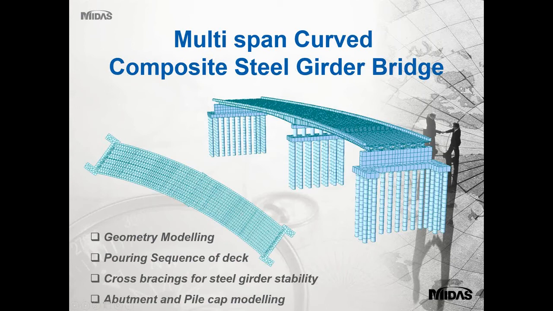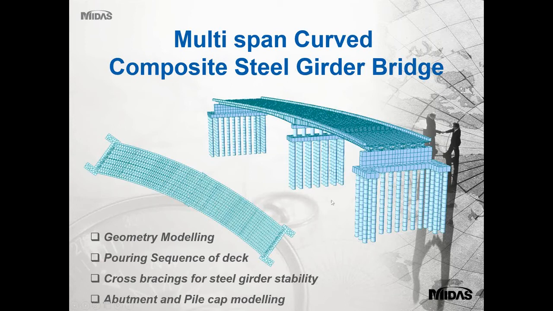So the important parts for a curved bridge is, first of all, the modeling of this bridge. If you're doing a grillage model, then how to model the curve, the horizontal curve, and how to automatically or quickly consider the transverse members instead of drawing them each and every one of them by hand or in AutoCAD. That is the first part.